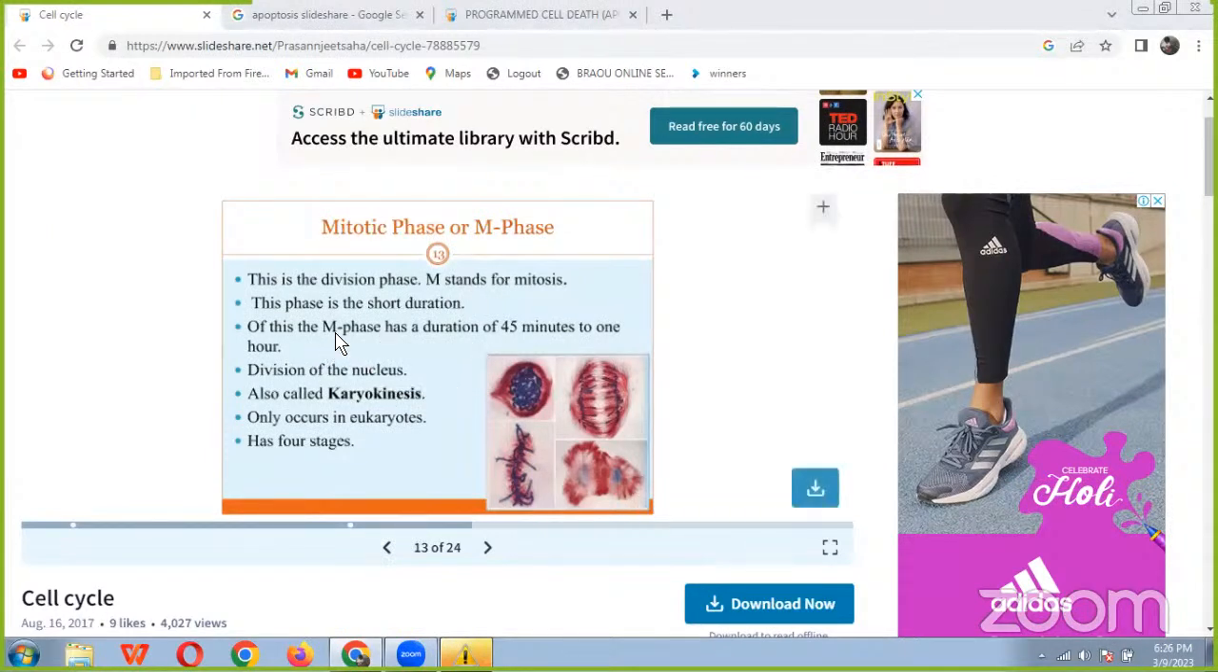This is the mitotic phase, which lasts approximately 45 minutes to 1 hour. In this phase, the division of the nucleus, also called karyokinesis, occurs. Karyo means nucleus. This occurs only in eukaryotes; it cannot be seen in prokaryotes.